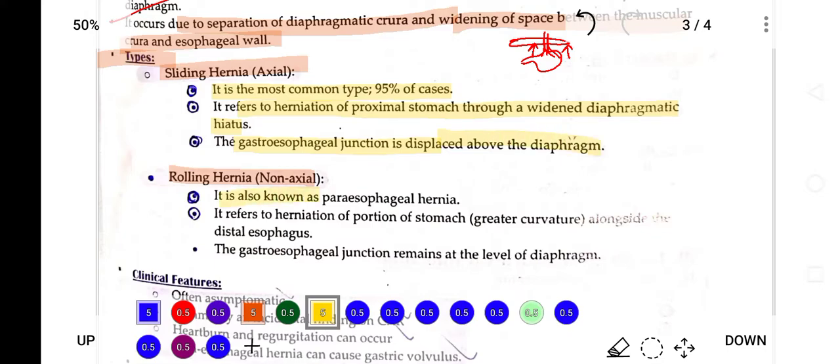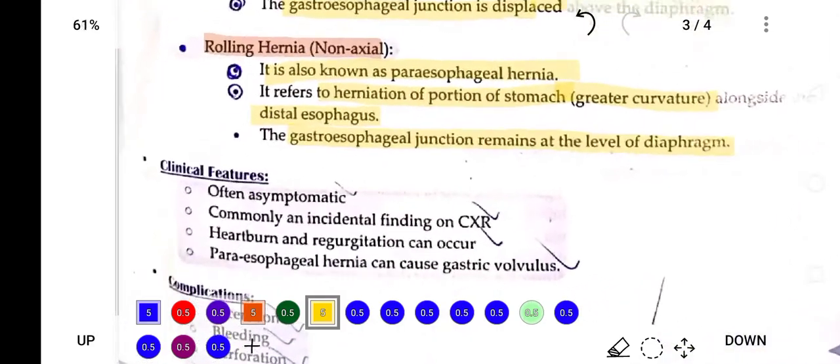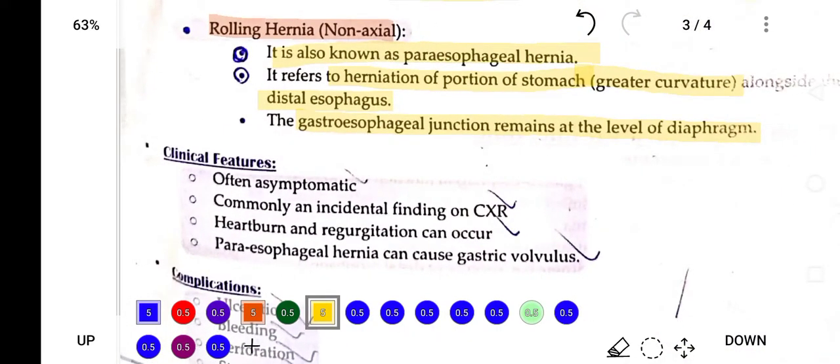While rolling hernia is also known as paraesophageal hernia. A portion of the stomach from the greater curvature along with the distal esophagus is herniated upward in the opening, and the gastroesophageal junction remains at the level of the diaphragm. So this is the difference between rolling and axial hernia.